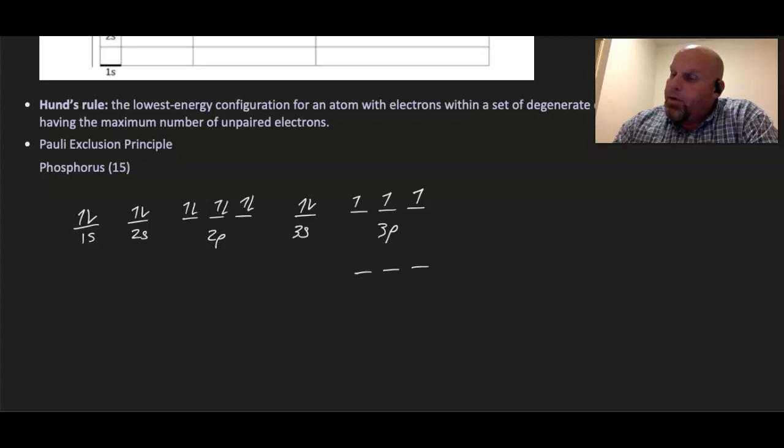Again, if your 3p was drawn like this, that would be wrong. That would be a violation of Hund's rule. One other thing I'd like to point out quickly is I always put in all the orbitals at a particular subshell, regardless of if they are filled or not.